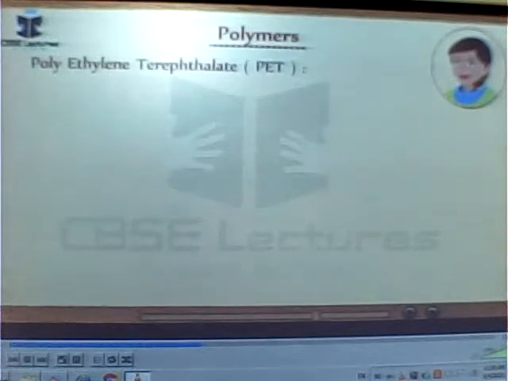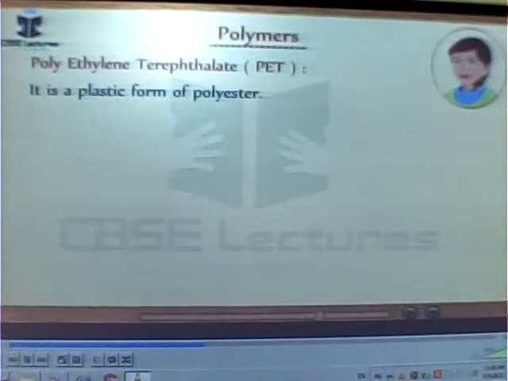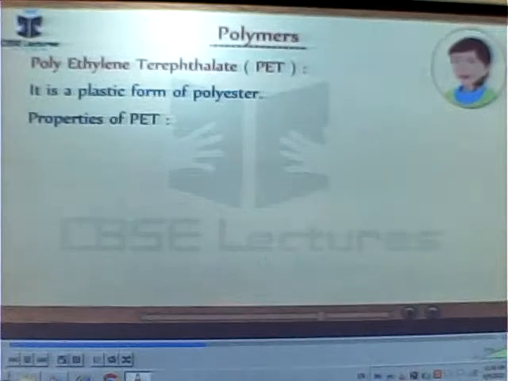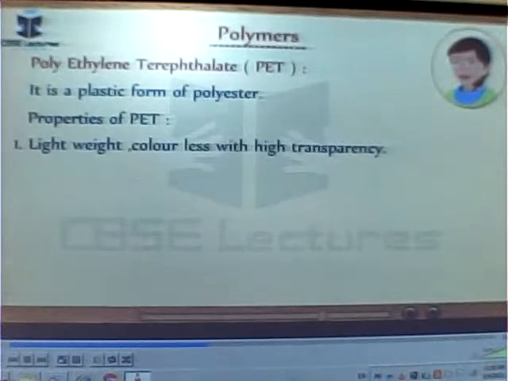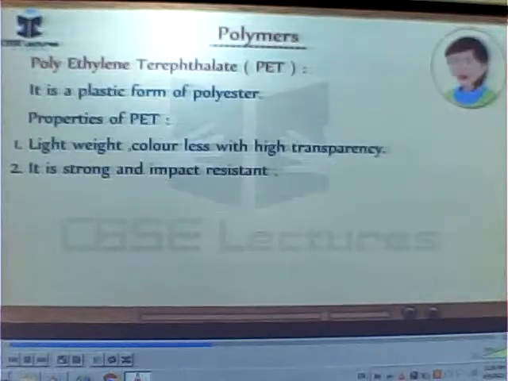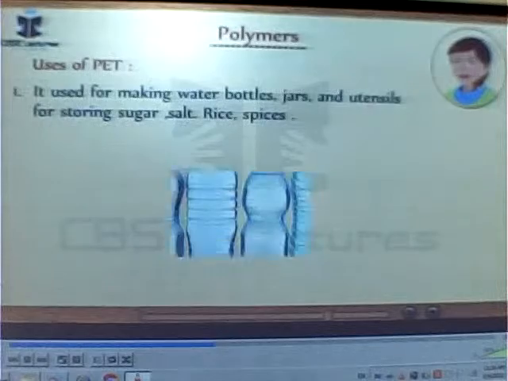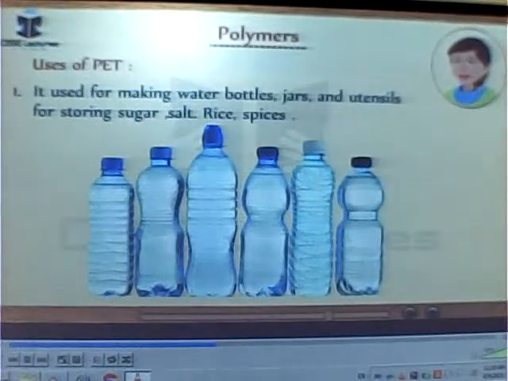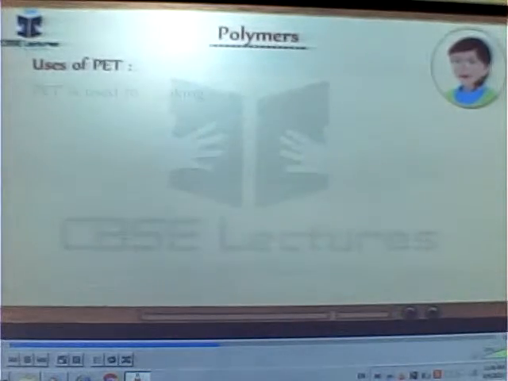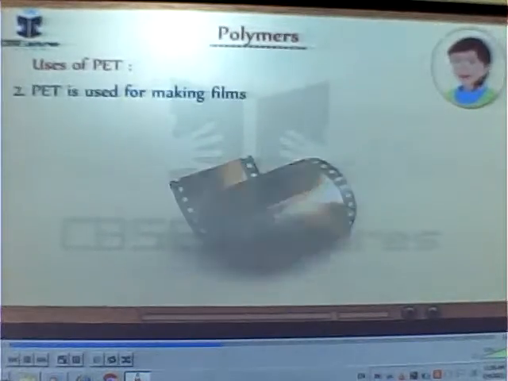Now comes PET. PET stands for polyethylene terephthalate. It is a plastic form of polyester. Properties of PET: lightweight, colorless, with high transparency. It is strong and impact resistant. Use of PET. It is used for making water bottles, jars, and utensils for storing sugar, salt, rice, and spices. PET is used for making films.